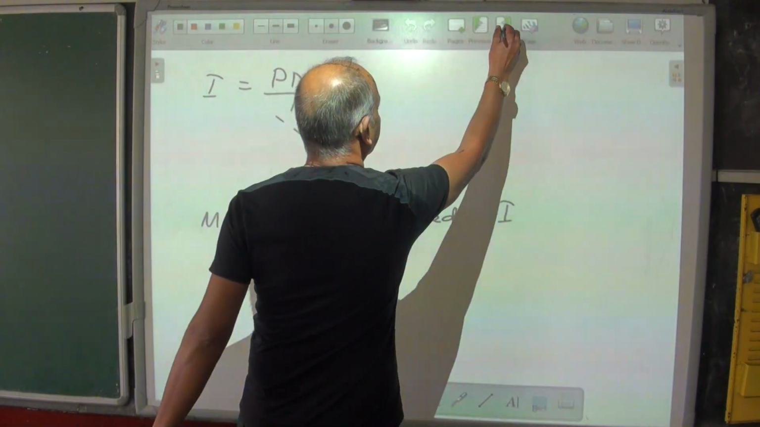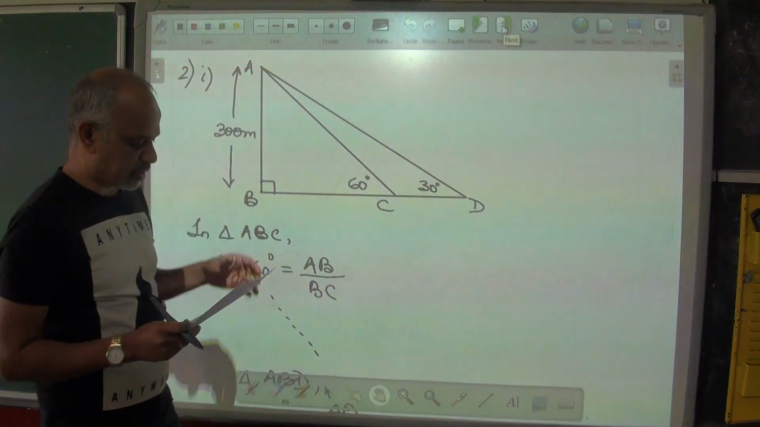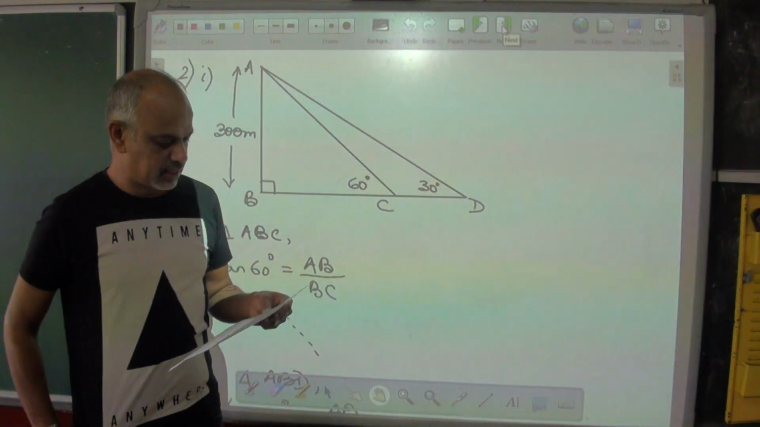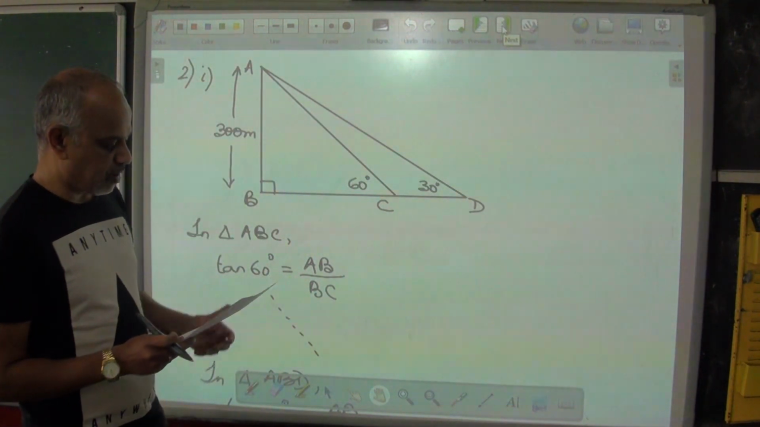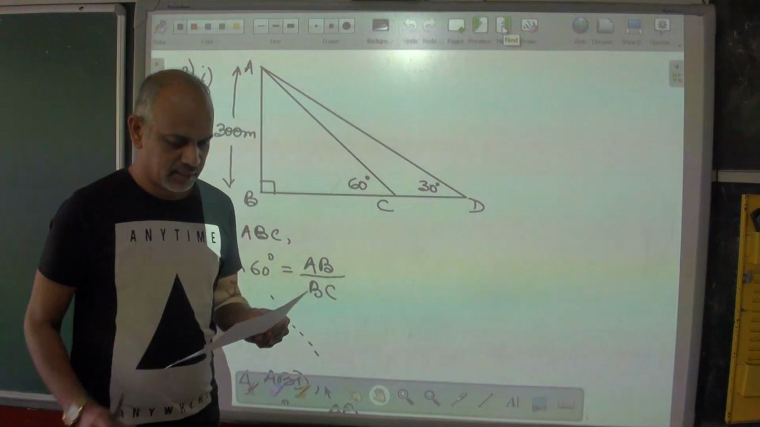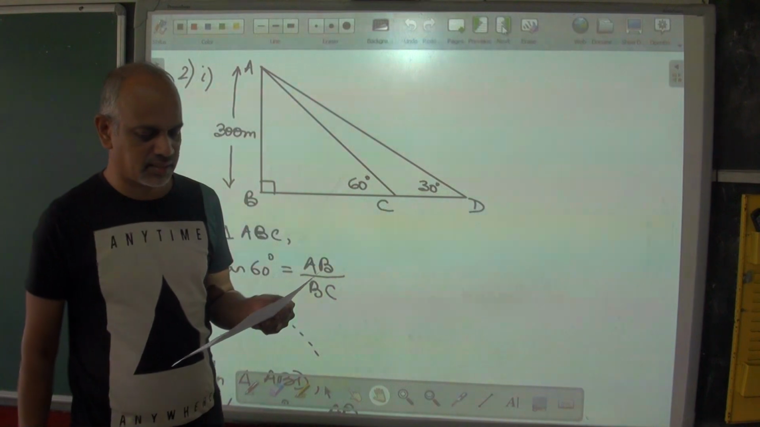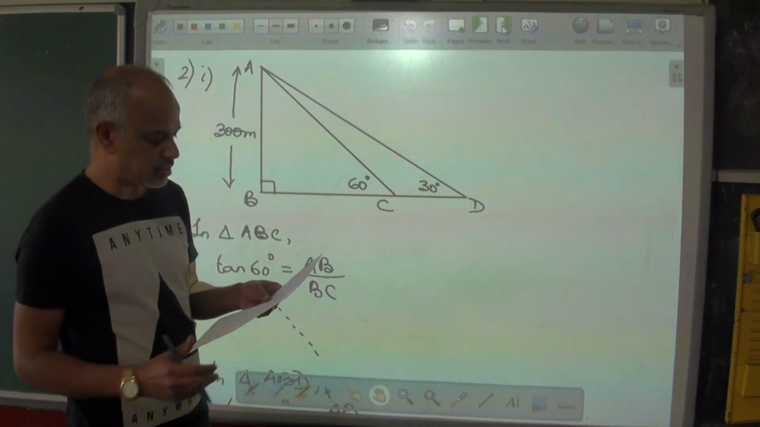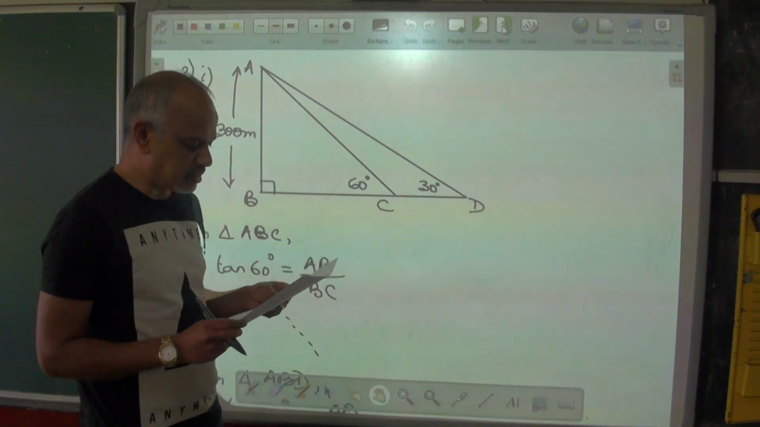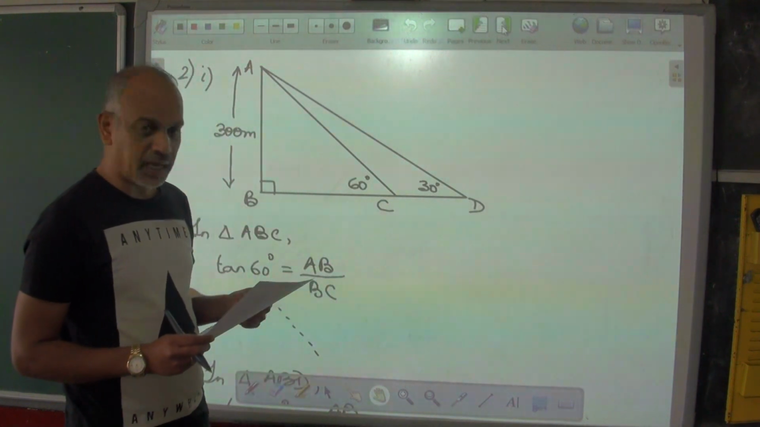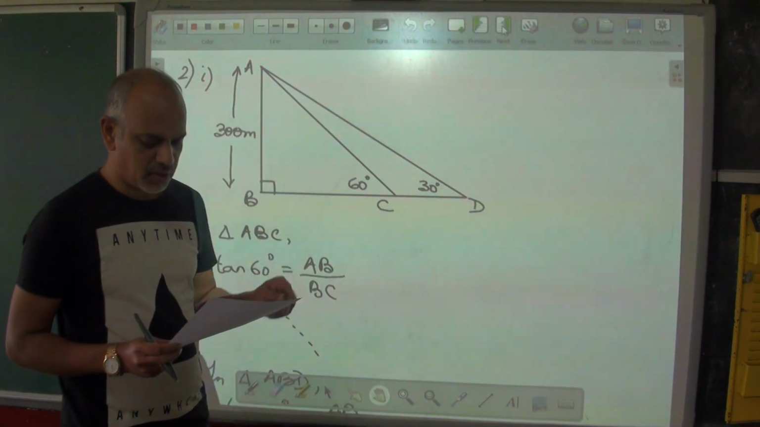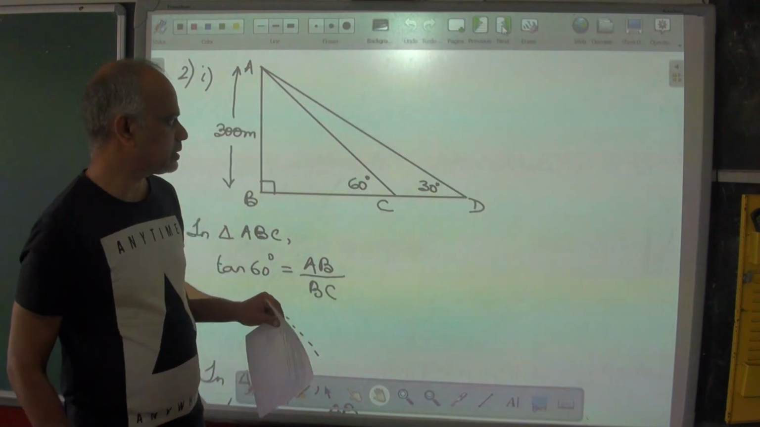Next, this is the next topic. This is on heights and distances. The question is, from the top of a temple 300 meters high, the angles of depression of two idols are 60 degrees and 30 degrees. Find the distance between the idols if the idols are, number one, on the same side of the temple, and number two, on the opposite side of the temple.